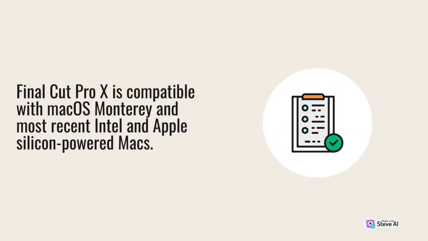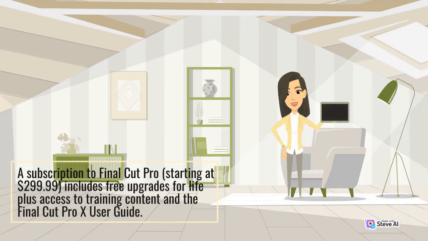Final Cut Pro X is compatible with macOS Monterey and most recent Intel and Apple Silicon-powered Macs. A subscription to Final Cut Pro, starting at $299.99, includes free upgrades for life plus access to training content and the Final Cut Pro X user guide.